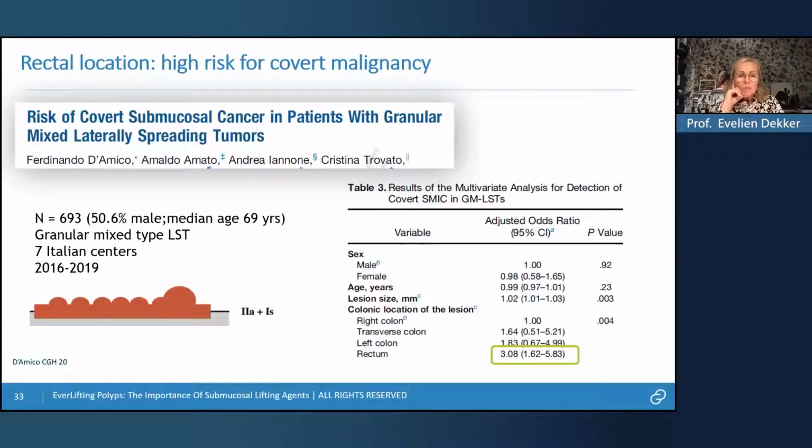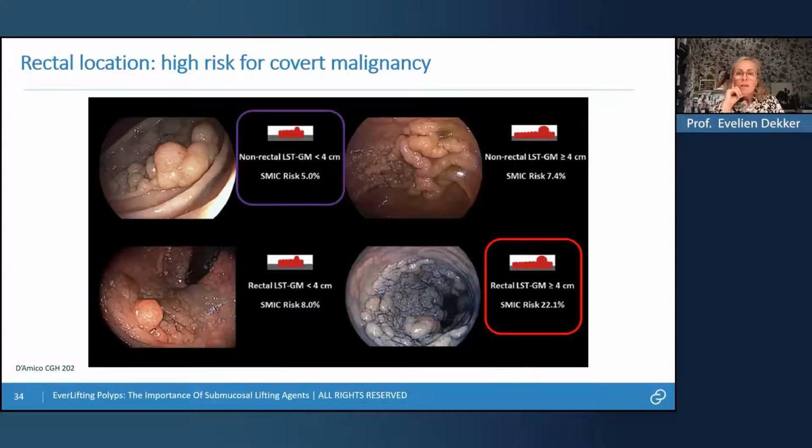The same was shown more recently by the Italian group. They showed exactly the same type of results, showing that the lesions that are granular, once they have a specific nodule, provide you with the highest risk of submucosal invasion, especially in the left-sided colon, in the rectum again. And you can see here the risk in the rectum of such a nodule is 22.1%, whereas in the right-sided colon or anywhere else, the risk is only 5%.